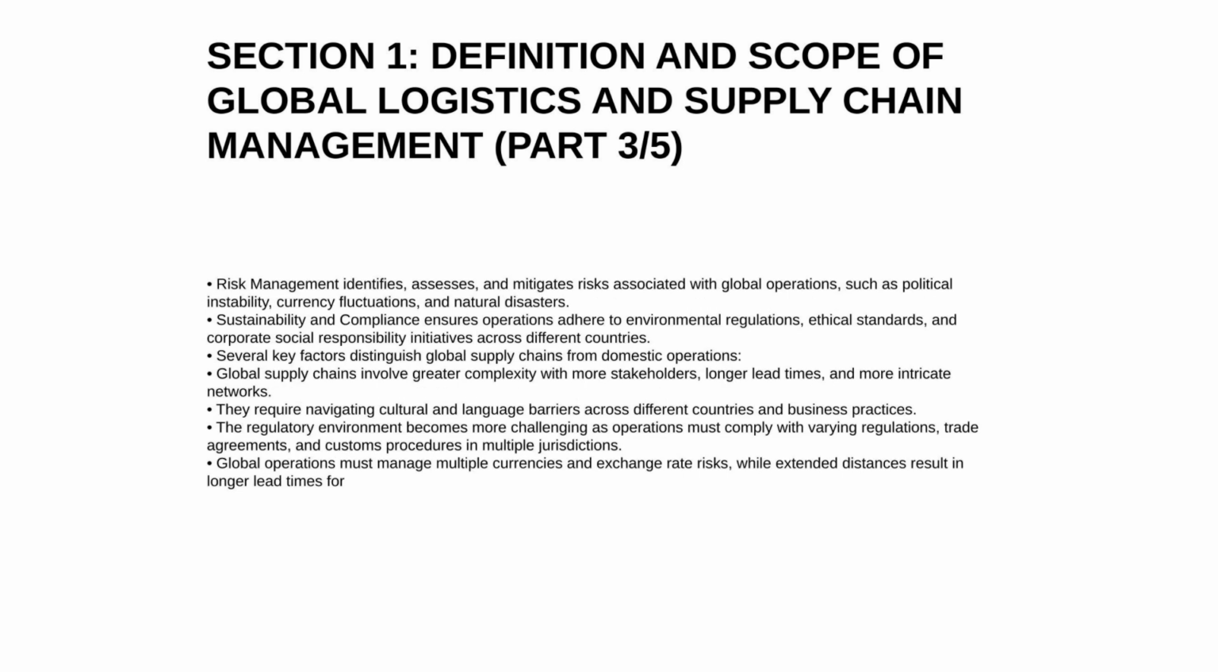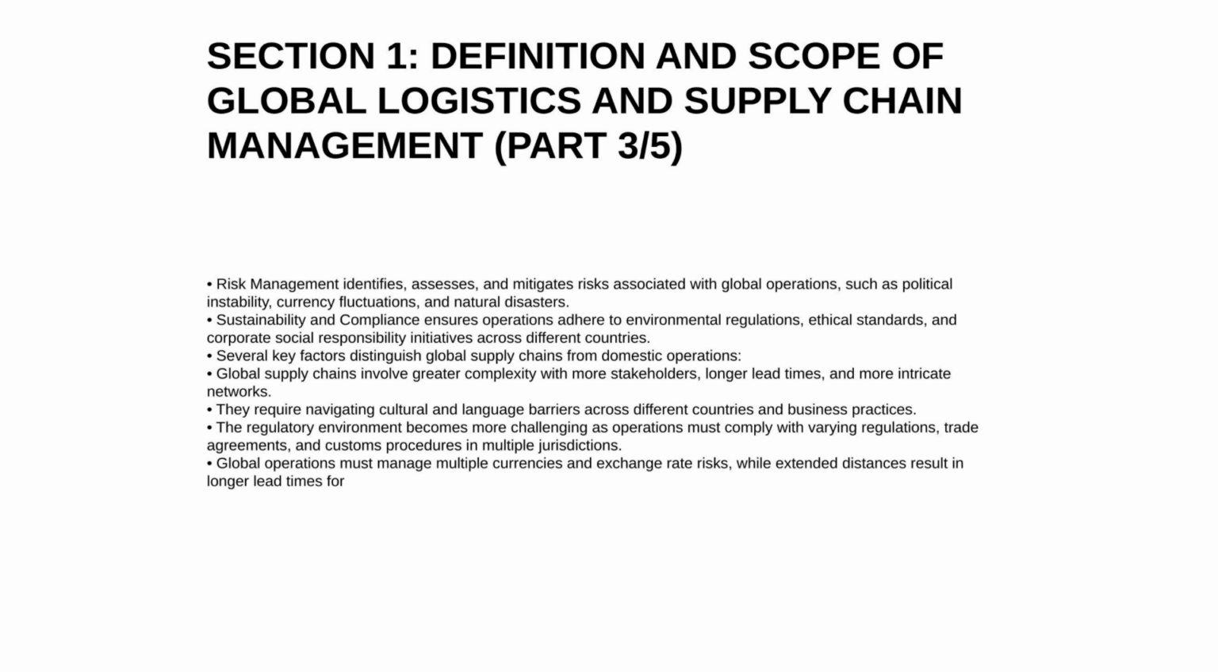Supply chain visibility and information systems implement technologies providing real-time visibility and data exchange across global networks, including track and trace capabilities and supply chain analytics. Risk management identifies, assesses, and mitigates risks associated with global operations, such as political instability, currency fluctuations, and natural disasters. Sustainability and compliance ensures operations adhere to environmental regulations, ethical standards, and corporate social responsibility initiatives across different countries.